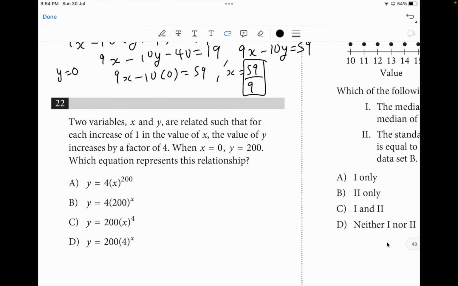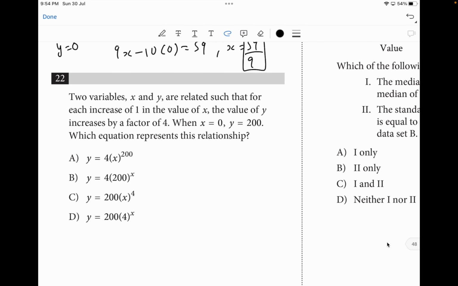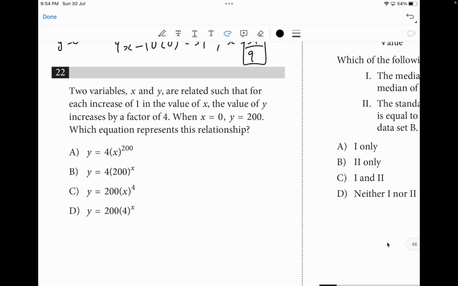Okay, question number 22 is that two variables x and y are related such that for each increase of 1 in the value of x, the value of y increases by a factor of 4. When x is equivalent to 0, y is equivalent to 200. Which equation represents this relationship?